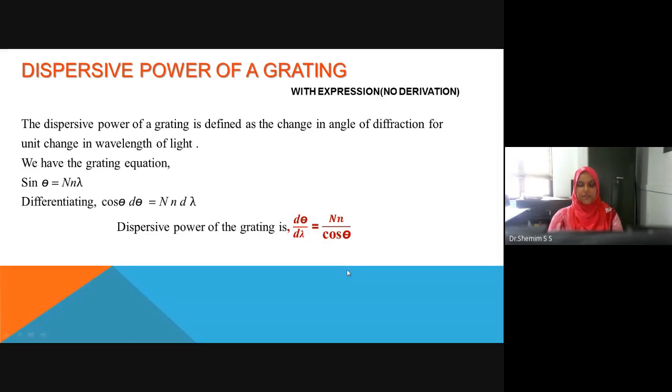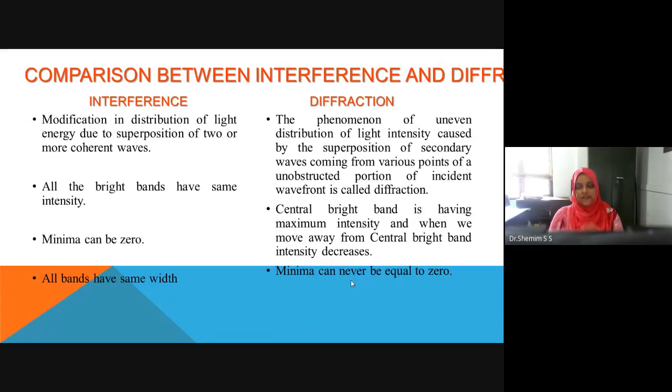So the dispersive power of a grating, d theta by d lambda, is equal to N n by cos theta. It is defined as the ratio of change in angle of diffraction to change in wavelength, or it is the change in angle of diffraction for unit change in wavelength. That is known as the dispersive power of a grating. Now we'll see what are the differences between interference and diffraction.